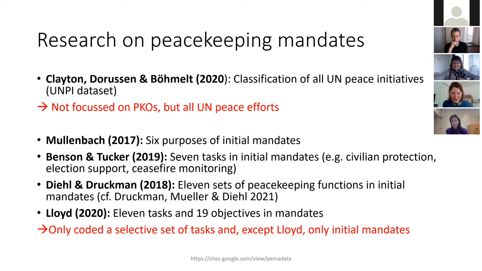There have been efforts to collect data on these multidimensional tasks. For example, Govinda Clayton, Han Dorussen, and Tobias Böhmelt have recently recorded some functions of peacekeepers, including election assistance and security sector reform. But the tasks that they coded in their UN Peace Initiatives dataset are not comprehensive of all the tasks that peacekeeping mandates contain. One reason for that is that they also look at the mandates of other peace efforts, such as sanction committees, mediators, tribunals, and investigative bodies. And then there have been four studies that we could identify that focus specifically on the mandates of UN peacekeeping operations. However, they also only code a few selected tasks, and they are by no means comprehensive of the 209 mandated tasks that Antonio Guterres identified in the Christmas tree mandates of today.